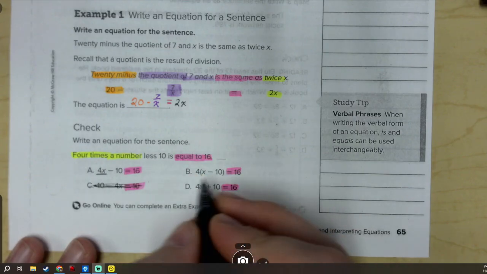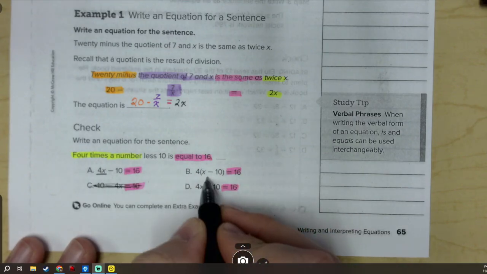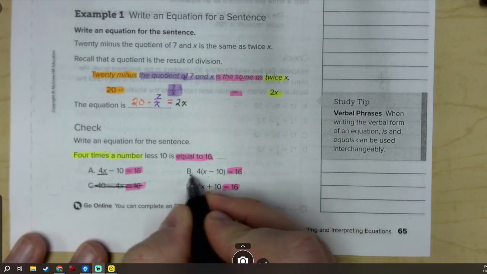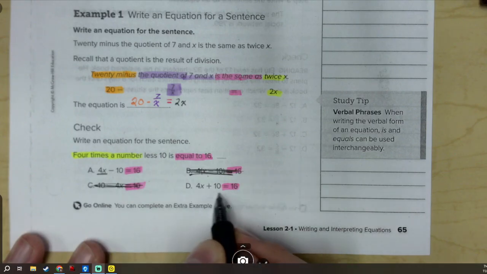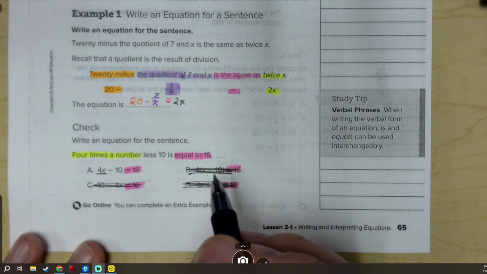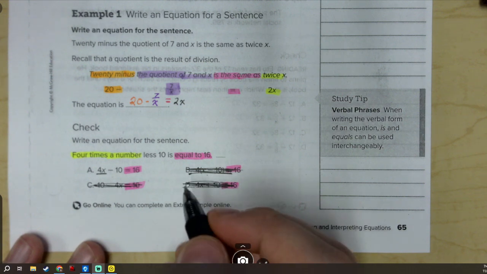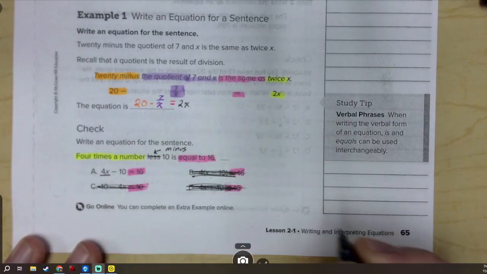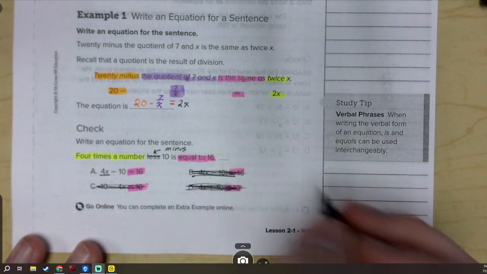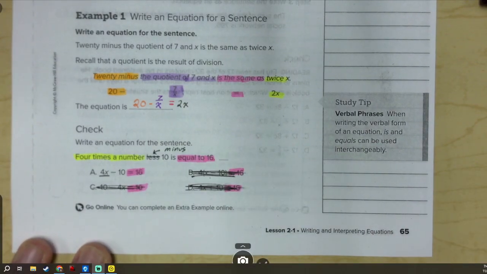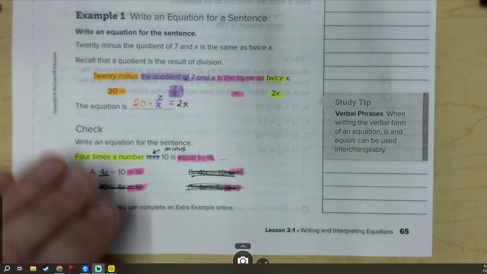Oh no, this looks like a typo. This would be the 4 times the quantity of x minus 10, or the difference of x and 10. So that's not it. This one can't be it either because we're adding. So I'm going to guess this is supposed to be 4 times a number minus 10 is equal to 16. I don't know why they wrote less. That should be taken care of. Verbal phrase: when writing a verbal form of an equation, is and equal can be used interchangeably.